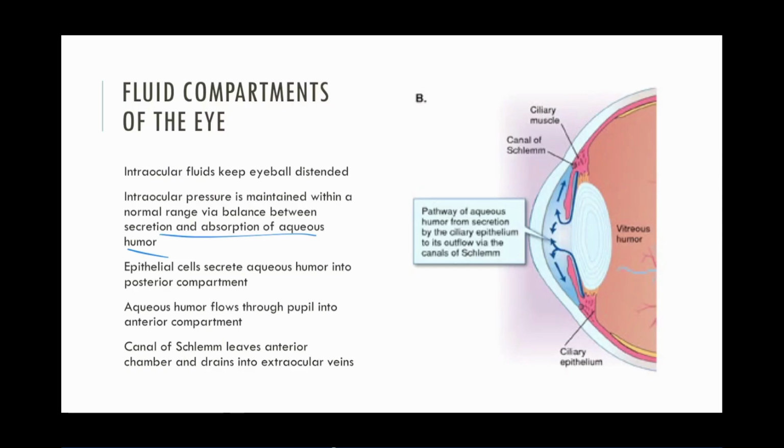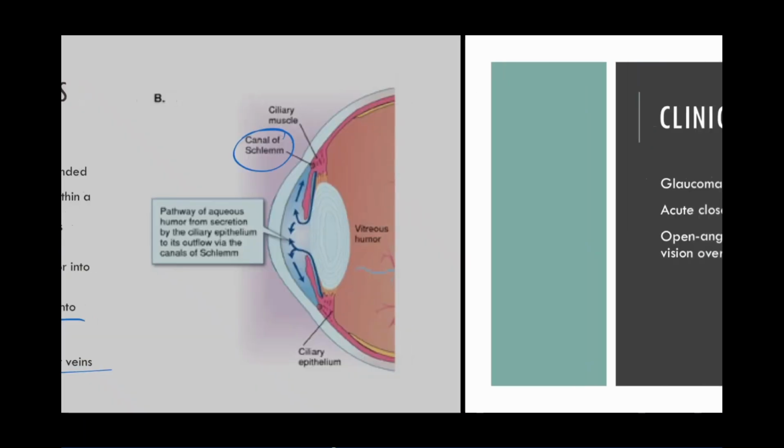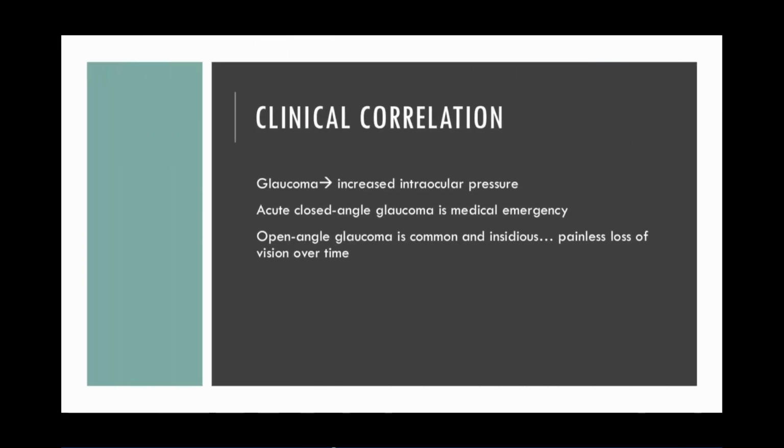As far as secretion and absorption of the humor, the epithelial cells are what actually create the aqueous humor and secrete it into the eye in the posterior compartment. It flows through the pupil into the anterior compartment, and then it leaves through the canal of Schlemm. So the canal of Schlemm is what drains the aqueous humor. We have constant flow, and it drains into the extraocular veins. That's how we reabsorb aqueous humor, and we create it all the time. And here's our glaucoma. I talked about that already for your correlation.